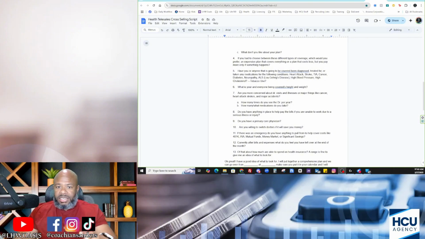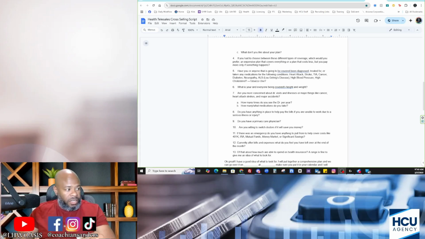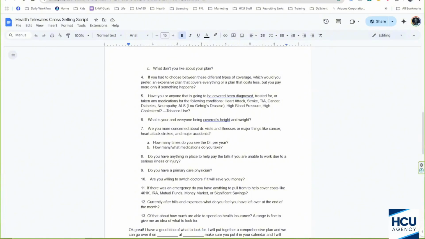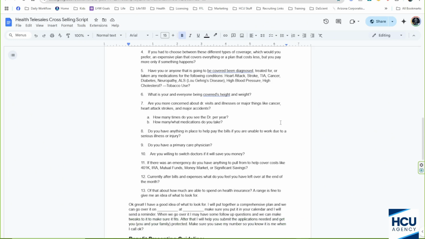Now, as far as the ACA goes, no pre-existing conditions are taken into account, so you don't have to worry about that. But if they ask you, why are you asking me these questions, you can say, hey, sometimes there's programs that will allow you not to have to pay anything out of pocket if you go to the hospital, but if you have any of these conditions, you may not qualify, so I need to know that. All right. So what is your and everyone being covered's height and weight? Again, that ties more into life insurance, sometimes with the supplements.